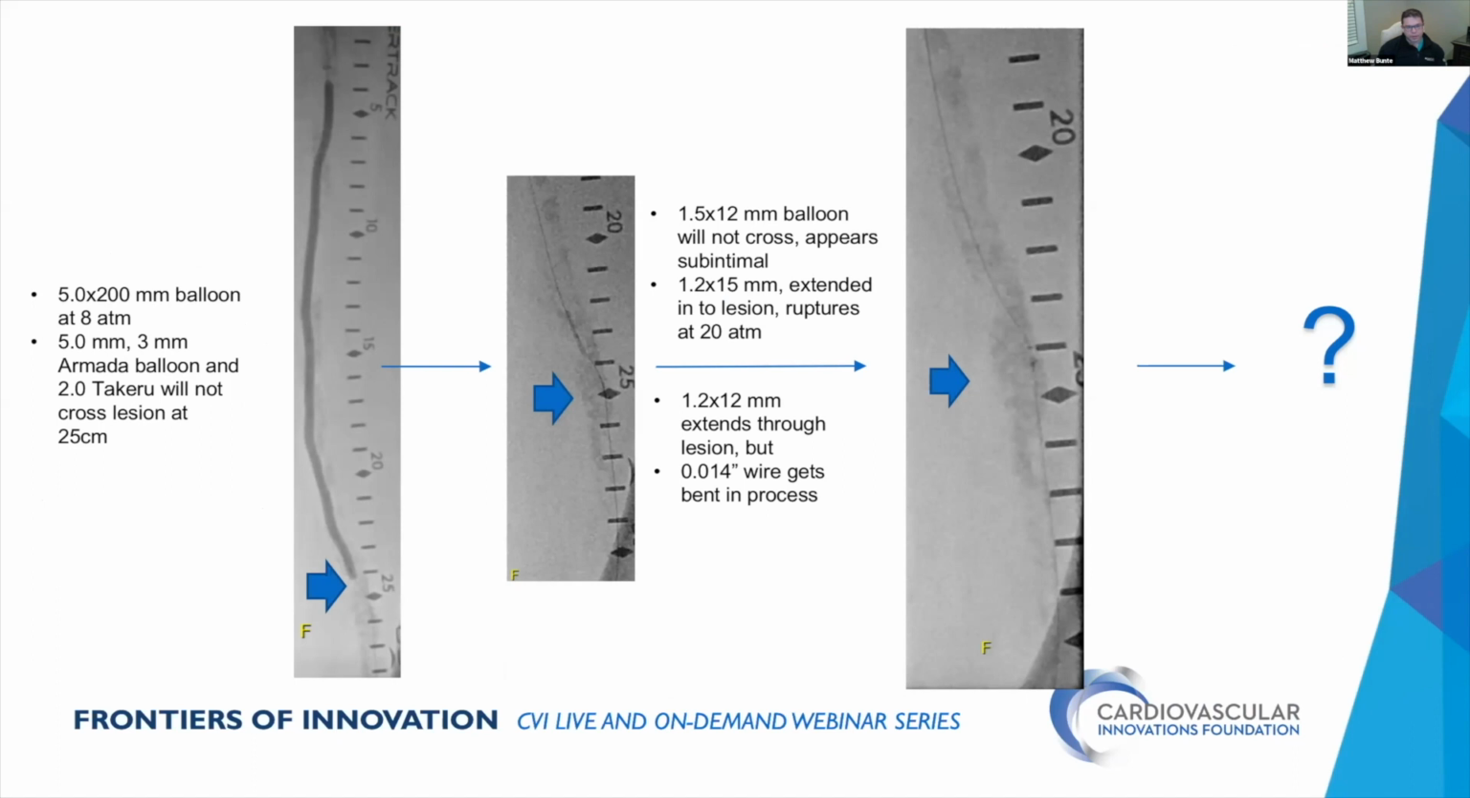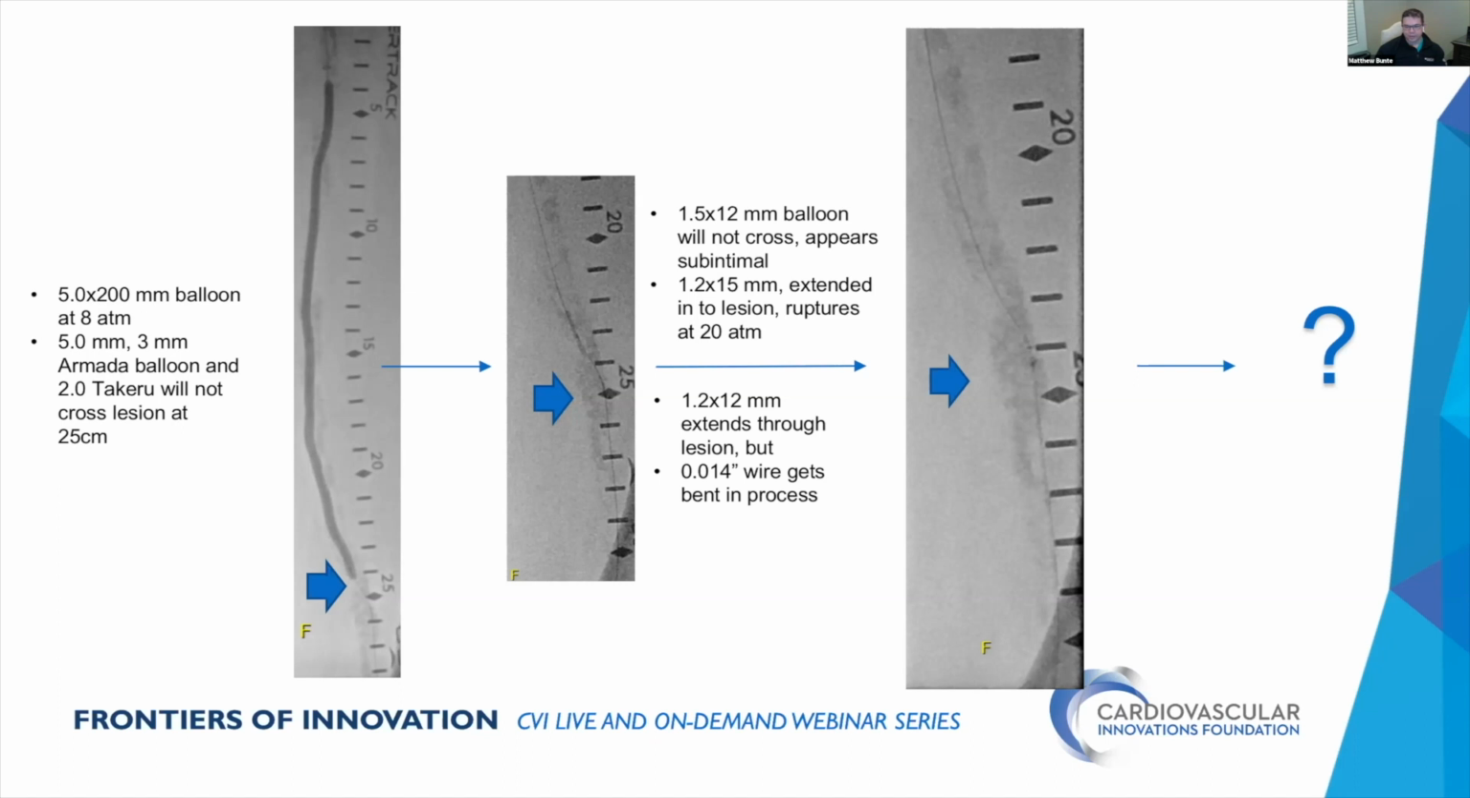I was able to get a 5.0 by 200 balloon, and then once we externalized the wire, I was working antegrade and tried a 5.0 and a 3.0 and then down to a 2.0 Takeira balloon, which I've had some success with in some of these heavily calcified lesions. None of those would cross with that lesion at 25 centimeters. So then I used the over-the-wire small balloons and ruptured a few of those, and then was left with a 1.2 by 12 over-the-wire balloon. I got it through the lesion, but with all this back and forth and inserting equipment, the wire got bent.